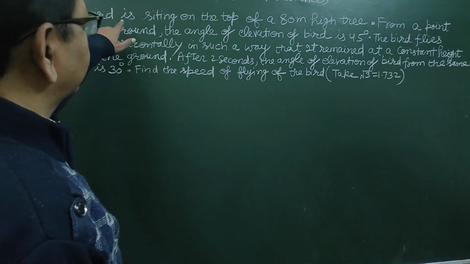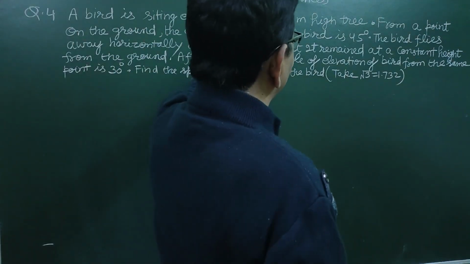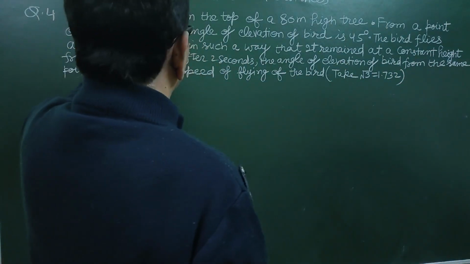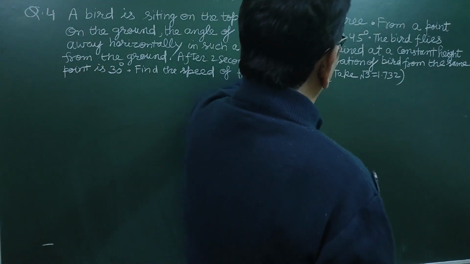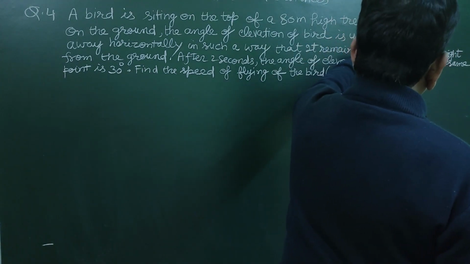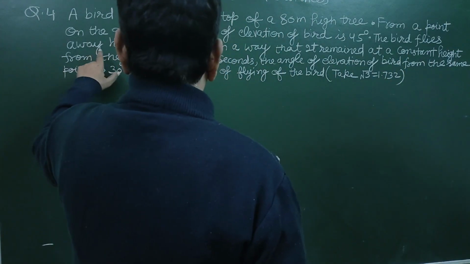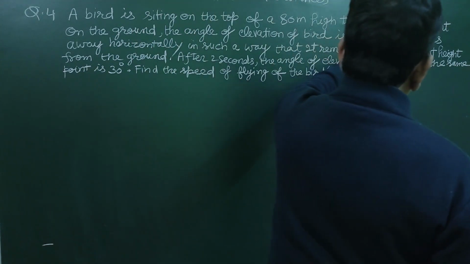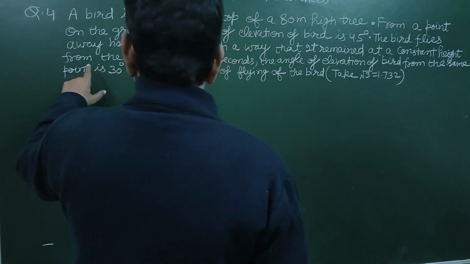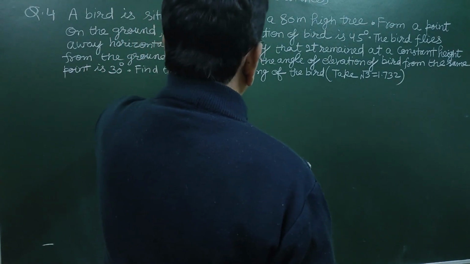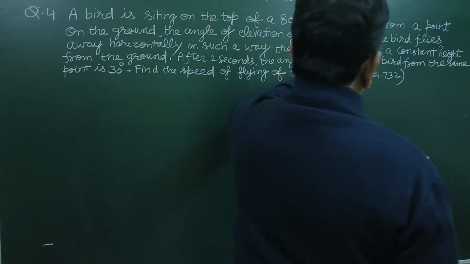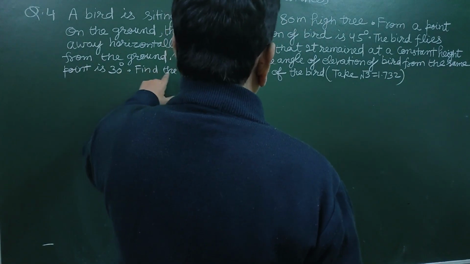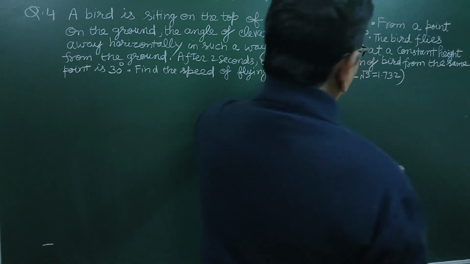A bird is sitting on the top of an 80-meter high tree. From a point on the ground, the angle of elevation of the bird is 45 degrees. The bird flies away horizontally in such a way that it remained at a constant height from the ground. After 2 seconds, the angle of elevation of the bird from the same point is 30 degrees. Find the speed of flying of the bird.